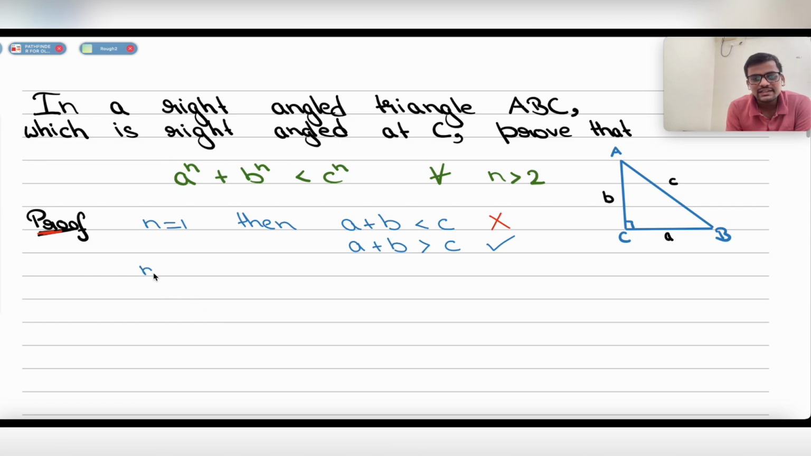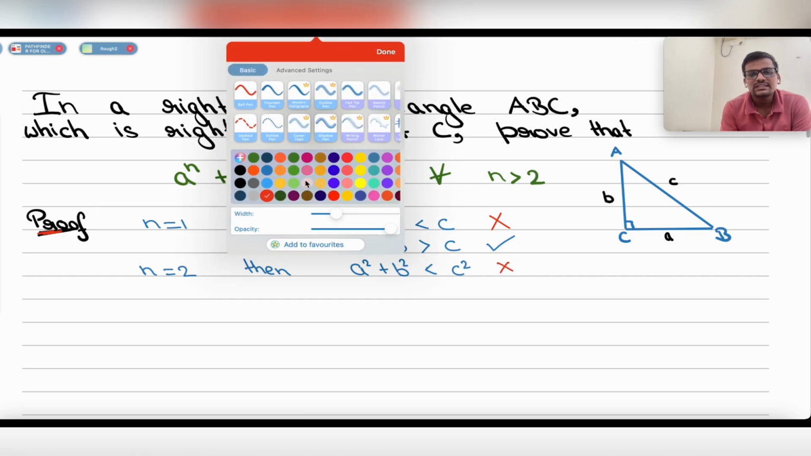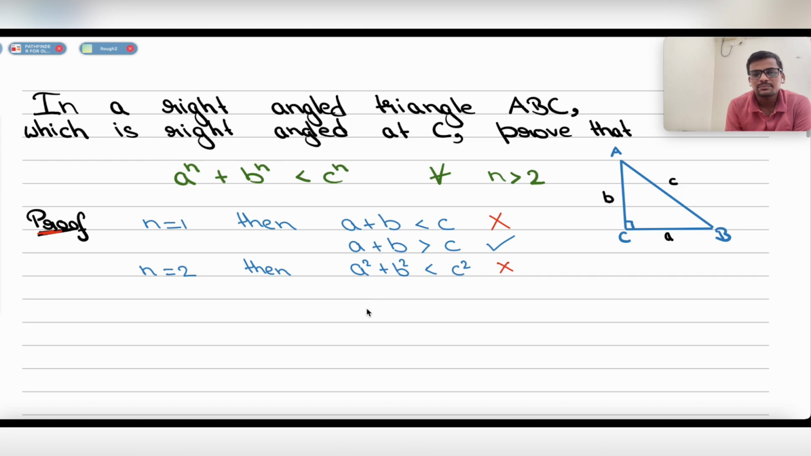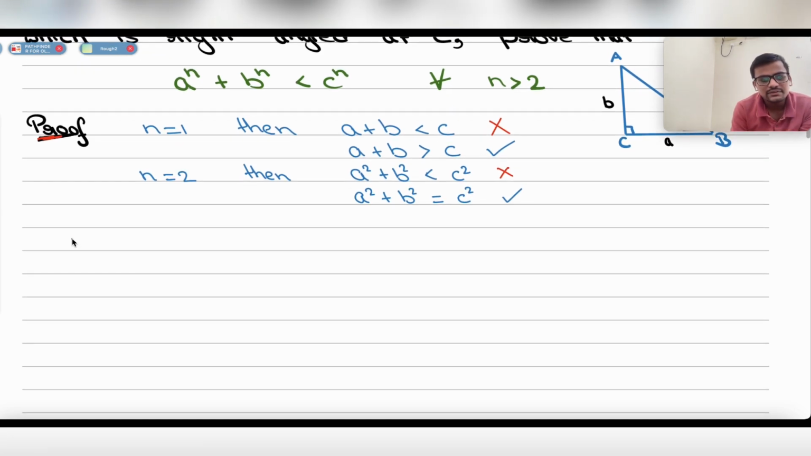Now what happens if we take n equal to 2? Then this inequality will give a square plus b square is less than c square. But if you see, this is also wrong. Why? Because the right angle triangle will satisfy the Pythagoras theorem, and the Pythagoras theorem says that a square plus b square is always equal to c square. That's why we are taking n greater than 2. So let's verify for n equal to 3.